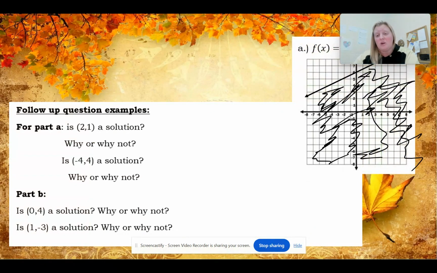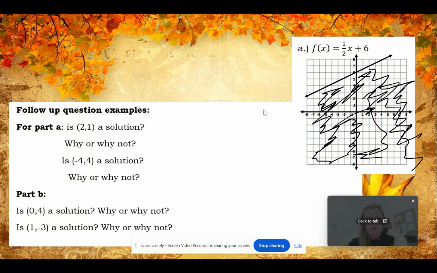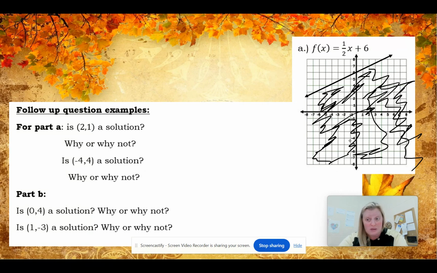So I just want to do a couple follow-up questions for letter A. I want to know, is (2, 1) a solution? So the first thing you want to do is find it. (2, 1) is right here. And you see how that's in the shaded region? Then we're going to go ahead and say yes. Why? Because it's in the shaded region.